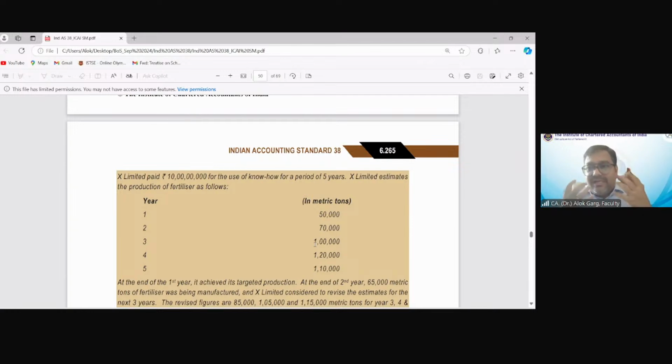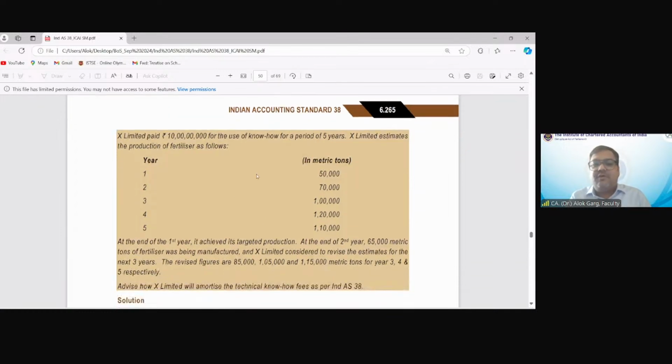That formula was acquired to manufacture the medicines. So this technical know-how, this formula, has been acquired for 5 years for rupees 10 crore to make the production system efficient, right? So the more this company produces, the more it will get the future economic benefit. And X Limited estimates the production of fertilizer as follows: 1, 2, 3, 4, 5 years. These are the metric tons.